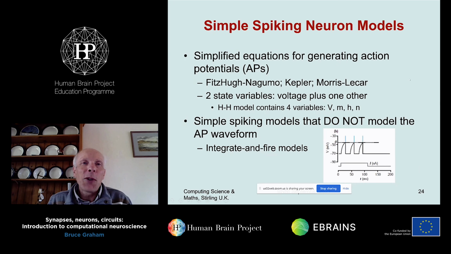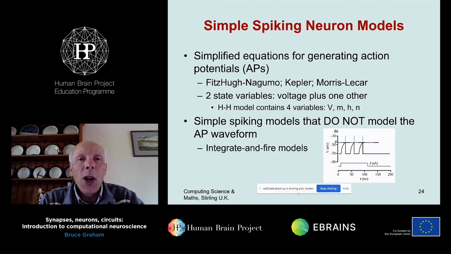There are other approaches too to creating simple spiking neuron models. One approach does still generate action potentials like the Hodgkin-Huxley model, but reduces the Hodgkin-Huxley model as much as possible. Mathematically, there are different ways you can reduce the number of state variables down from 4 in the Hodgkin-Huxley model to 2, to create a model that still generates realistic looking action potentials. And there are a variety of approaches to that, as I've listed here.